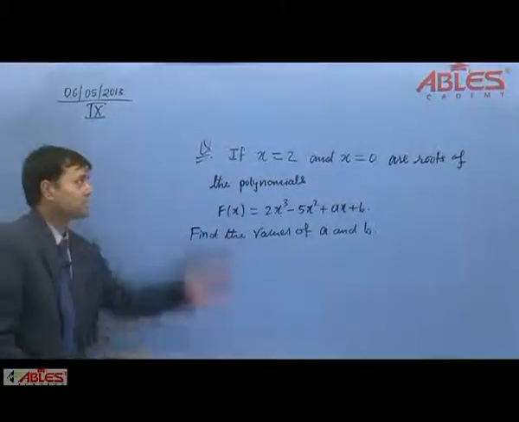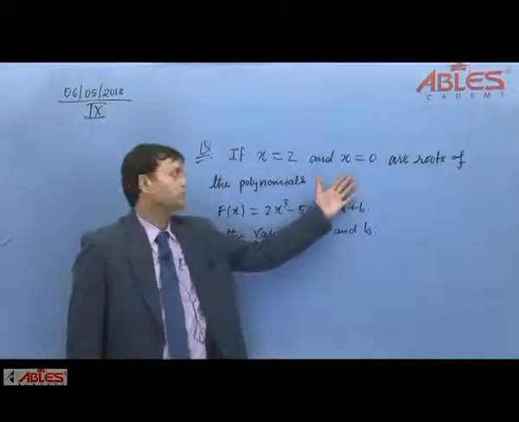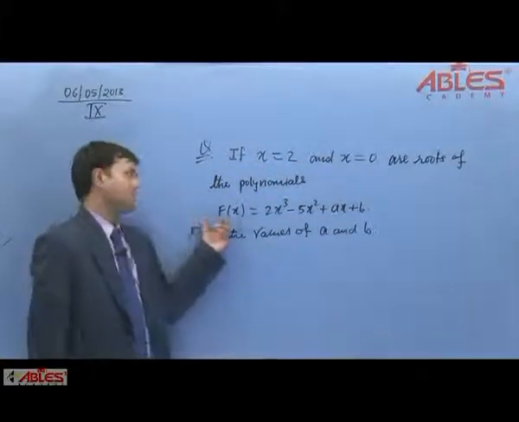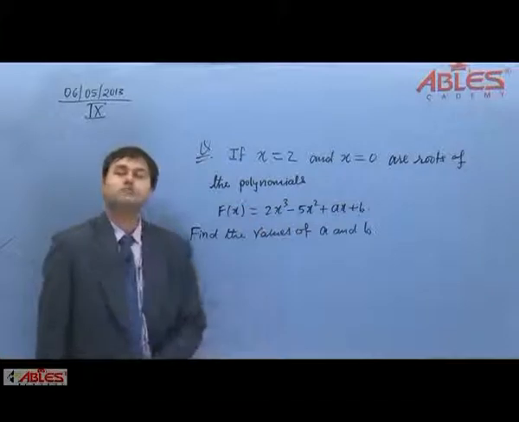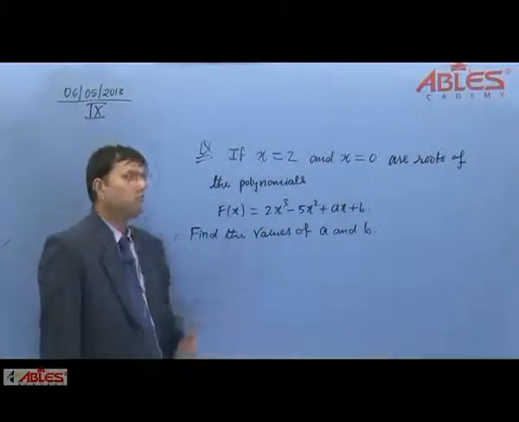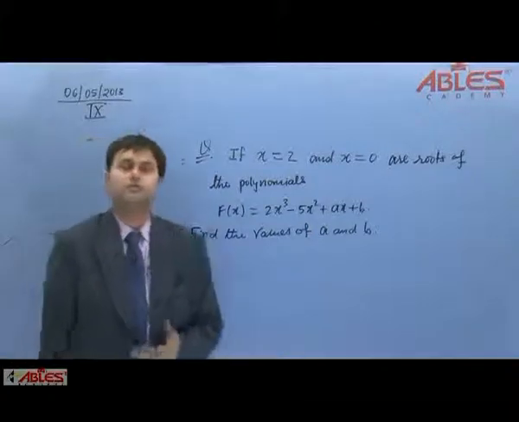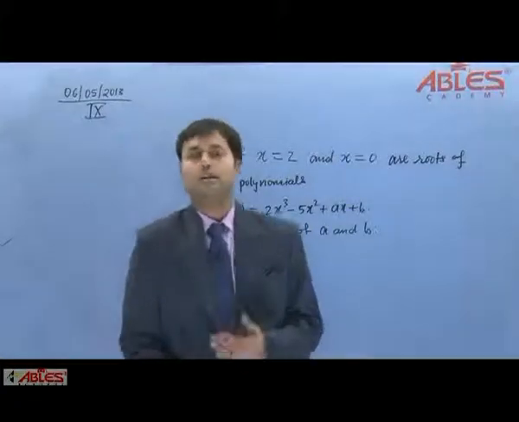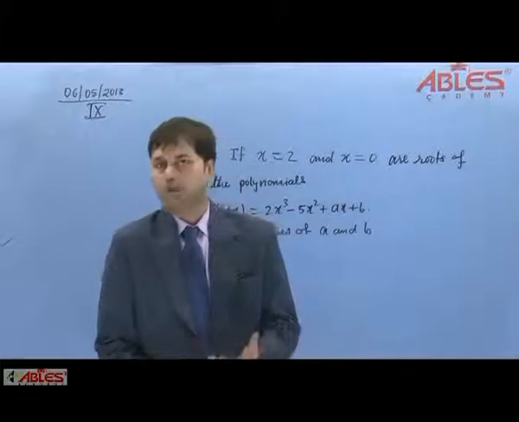It is given that if x equals to 2 and x equals to 0 are roots of this polynomial, f(x) equals to 2x cube minus 5x square plus ax plus b. Okay, then we have to find the values of a and b. Again this time we have to use the concept that we call the roots of the polynomial.